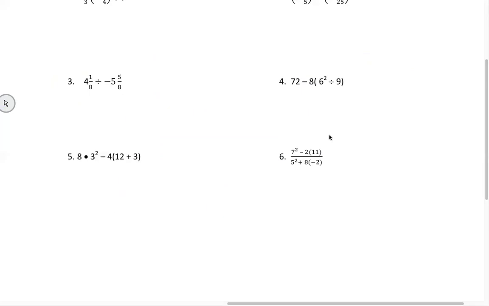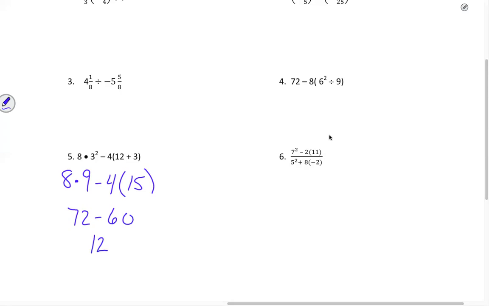And the last 2 problems here, done just like that. So 8 times 3 squared, well, 3 squared is 9. Minus 4 times 12 plus 3 is 15. So 8 times 9 is 72. 4 times 15 is 60. So I have 72 minus 60, which is 12.